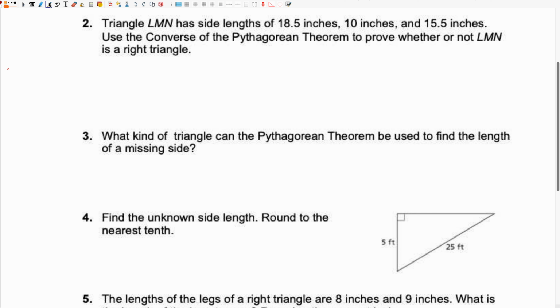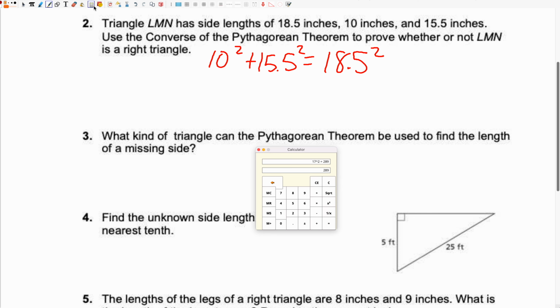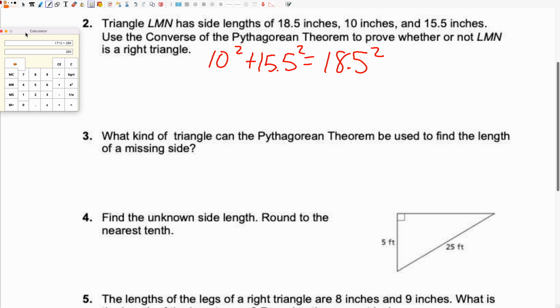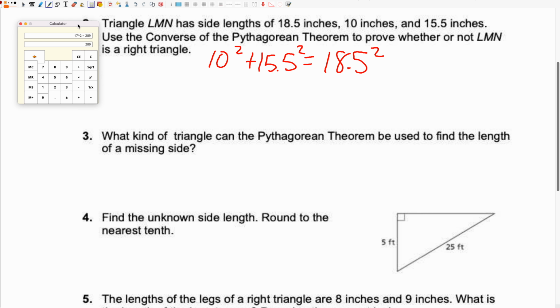So the converse of the Pythagorean theorem still uses all the parts we're used to, but instead of having two numbers and solving for the third, we've got three numbers and we're going to see if they work. So we just put the two small numbers together: 10 squared plus 15.5 squared, and it equals 18.5 squared, maybe. Let's see, and then we just run those numbers. In your calculators, yours are better than my calculator, you can just type this straight in, 10 squared plus 15.5 squared. My calculator doesn't do that.